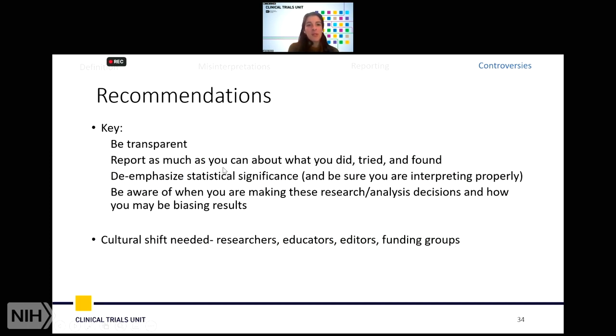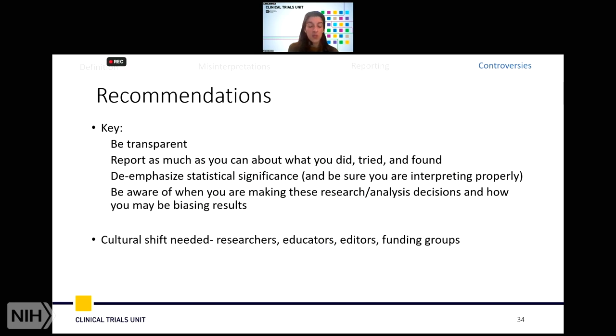And so I guess maybe to summarize the recommendations, and some of these are my personal recommendations, but again, there's a lot going on here. So I think really in terms of overall publication, just be transparent, report as much as you can about what you did, tried, and what you found. And all of that is to de-emphasize the statistical significance.